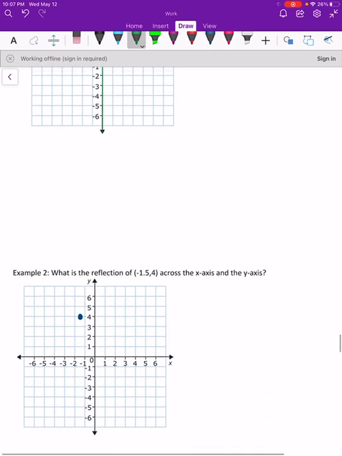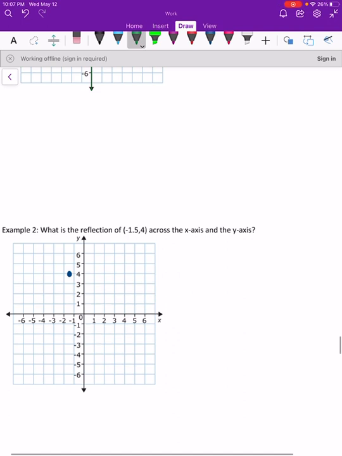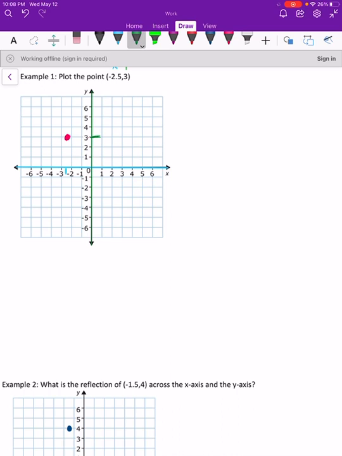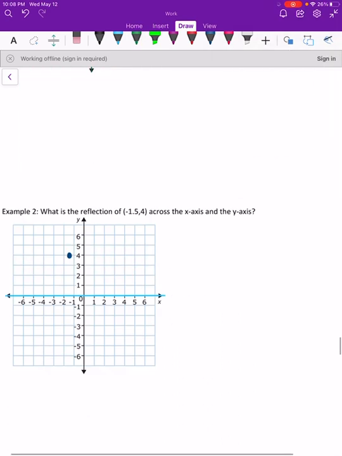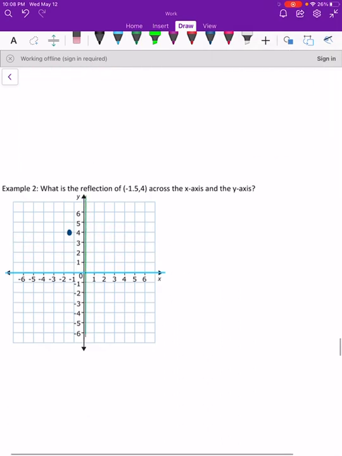So we're going to actually practice that a little bit here, the x and the y-axis. So I always like to make my x-axis blue, and then my y-axis green. Obviously you don't need to do this. It's just easier to show you.